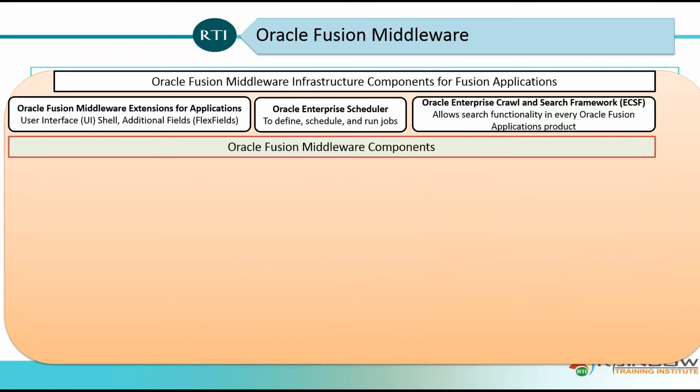That search mechanism is nothing but crawling your whole enterprise applications, searching for that, and bringing the data. It is a very, very powerful tool. If you work on the Fusion applications, you will be using this enterprise crawl and search framework very, very frequently. Basically, it is available in setup and maintenance. I will show that anyway.